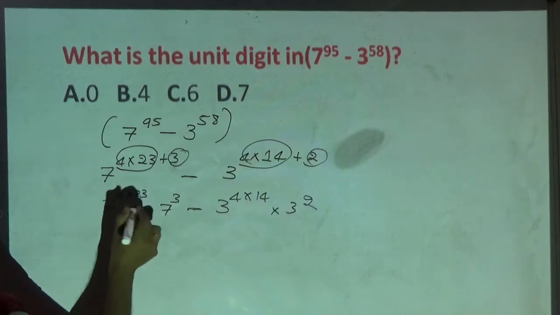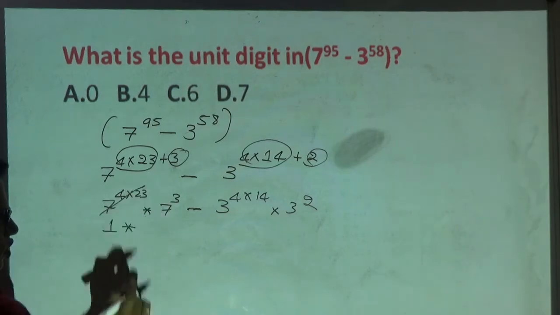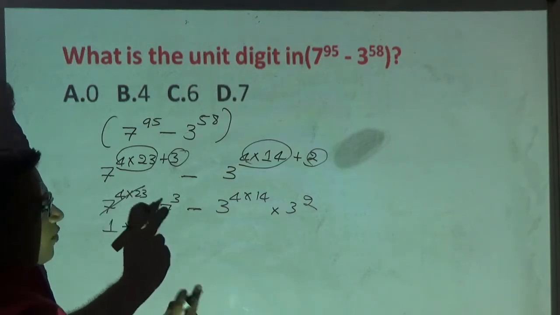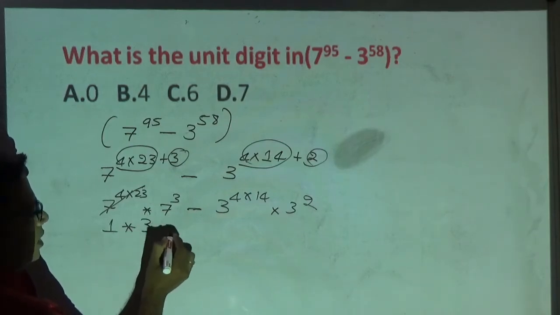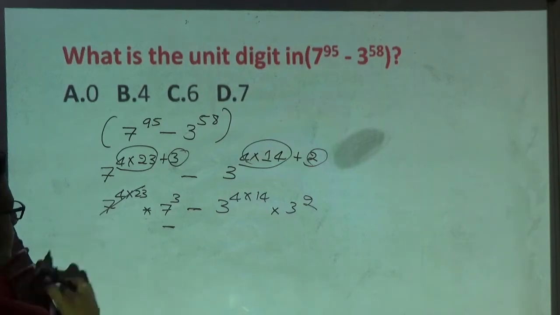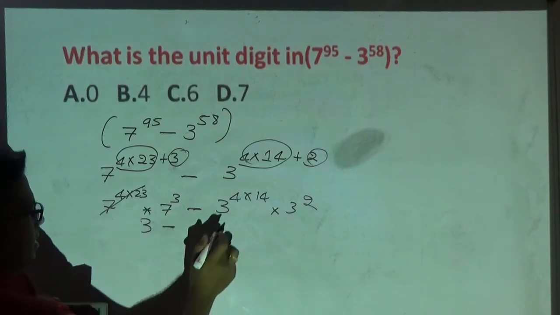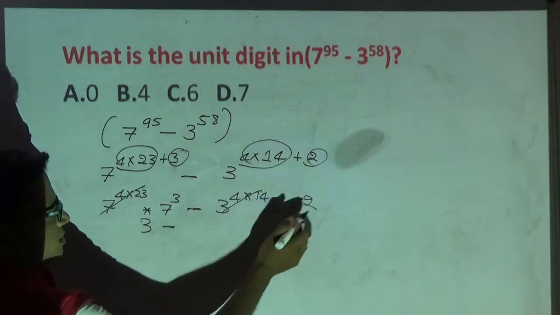What is 7 power 4? Anything into it is nothing but 1 only, into 7 cube. 7 square is 49, 9 into 7 is 63, what is the units place? 3. 1 into 3 is 3. I will write directly, 1 into 3 is 3. Minus, here this is 1, right? 3 power 4 into anything is 1 only. 3 square is 9.